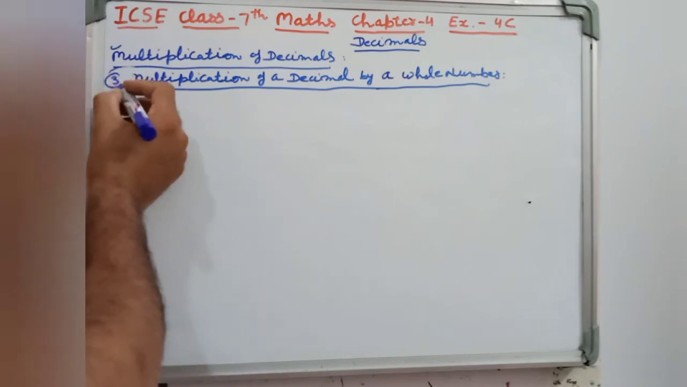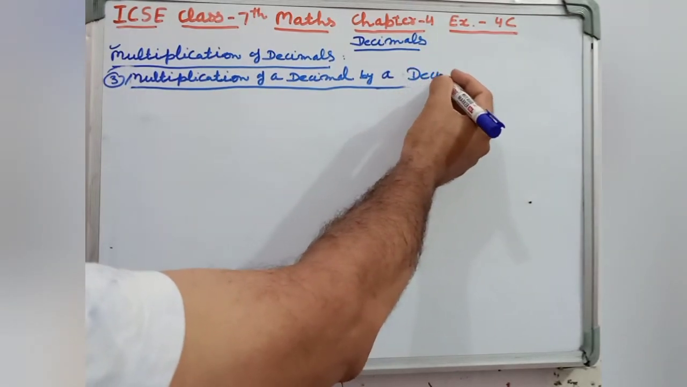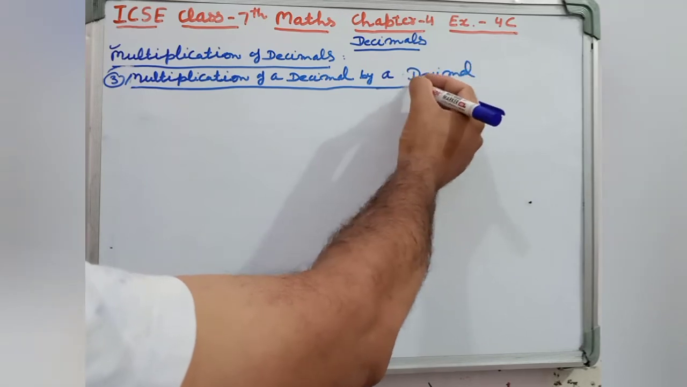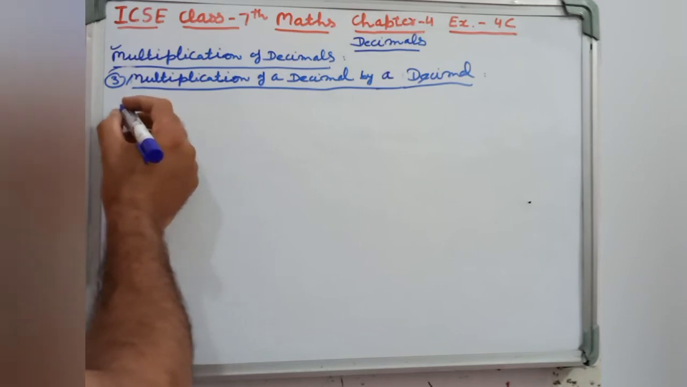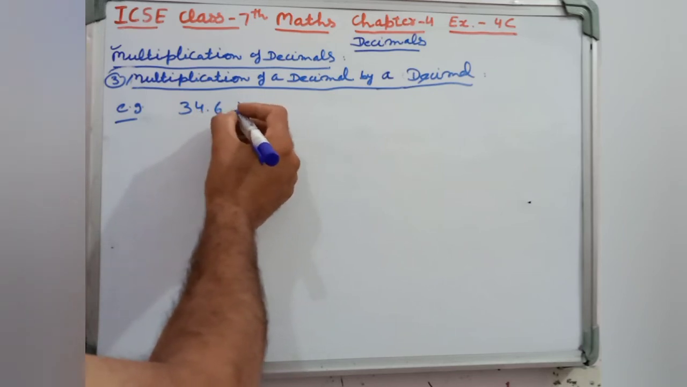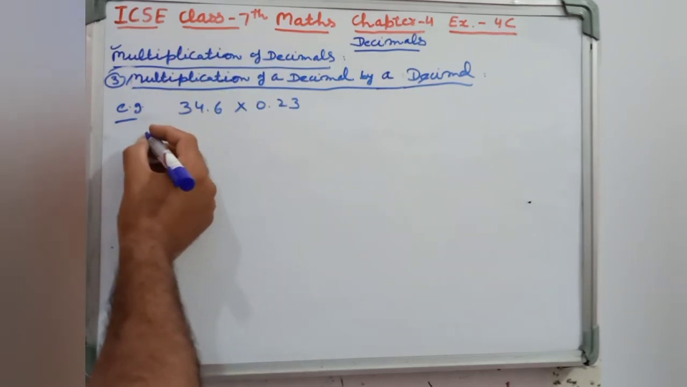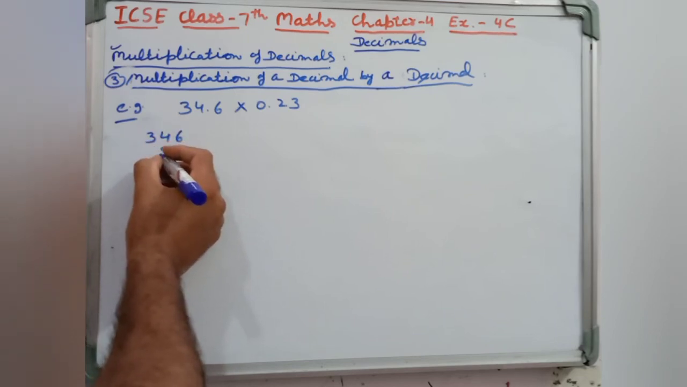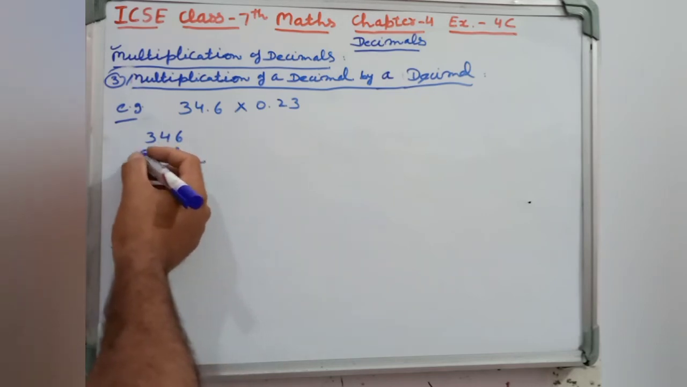Right, students? So now we will move on to our third portion, that is multiplication of a decimal by a decimal. Now students, this is important. Suppose we want to multiply 34.6 by 0.23, right? So you can do it easily in the rough work in the same traditional way, right? I will do it by shortcut.